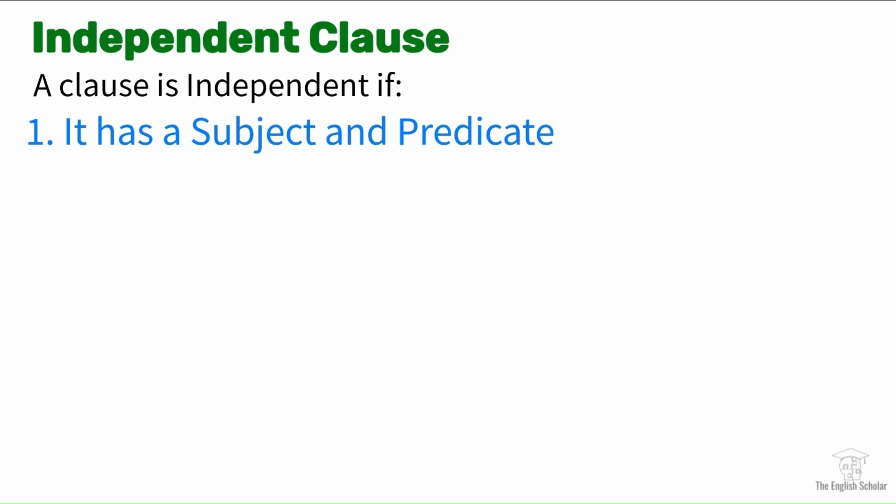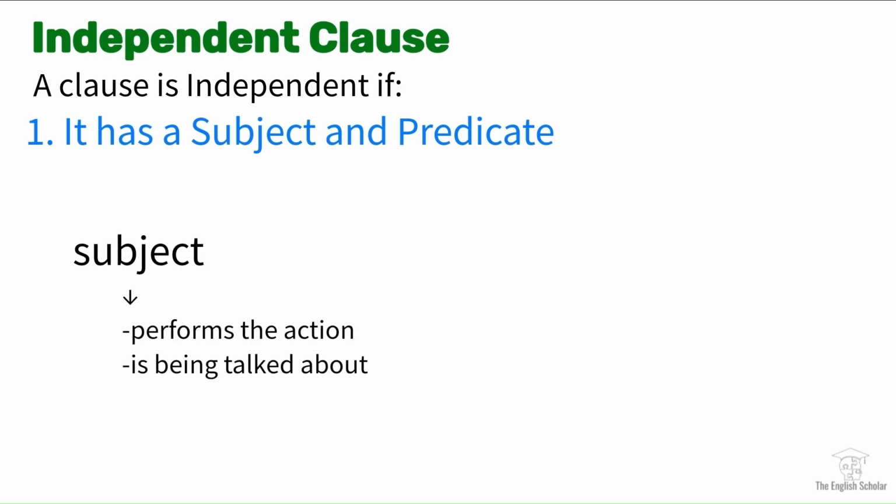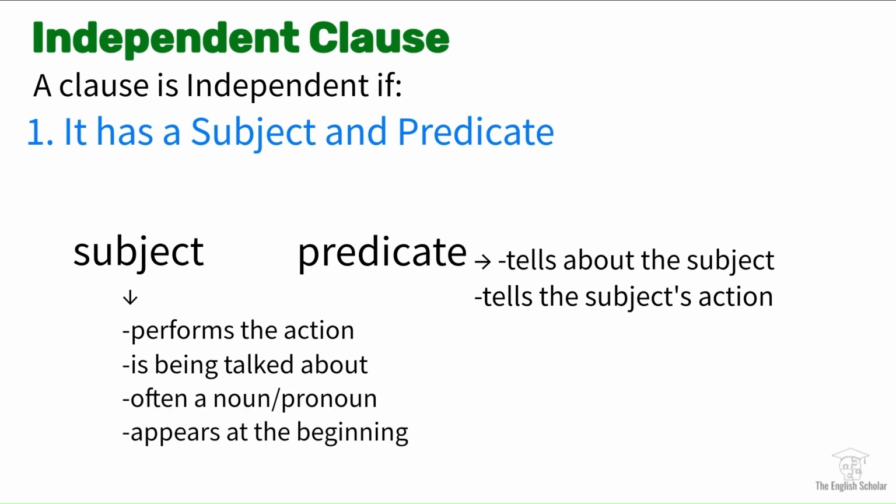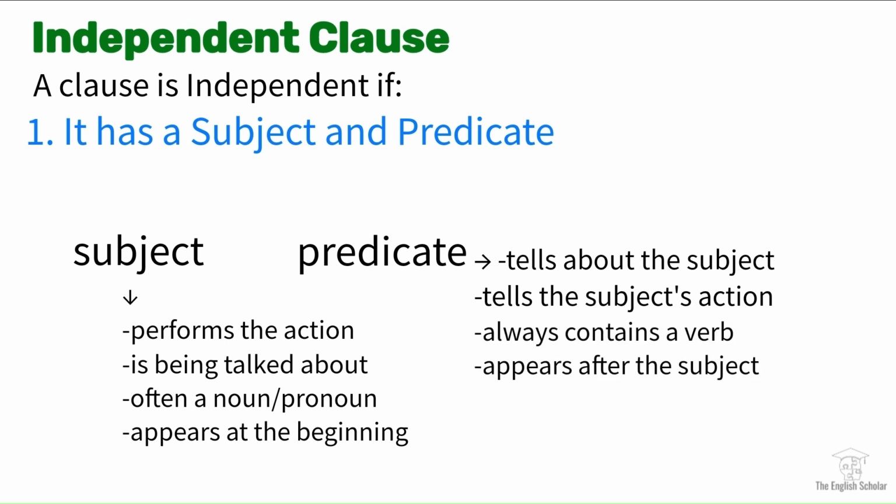An independent clause must have a subject, which is the part of the sentence that performs the action or is being talked about, and a predicate, the part that provides information about the subject or describes the action. The subject is usually a noun or a pronoun, and it often appears at the beginning of the sentence, and the predicate often appears after the subject, and it always includes a verb and any additional information.